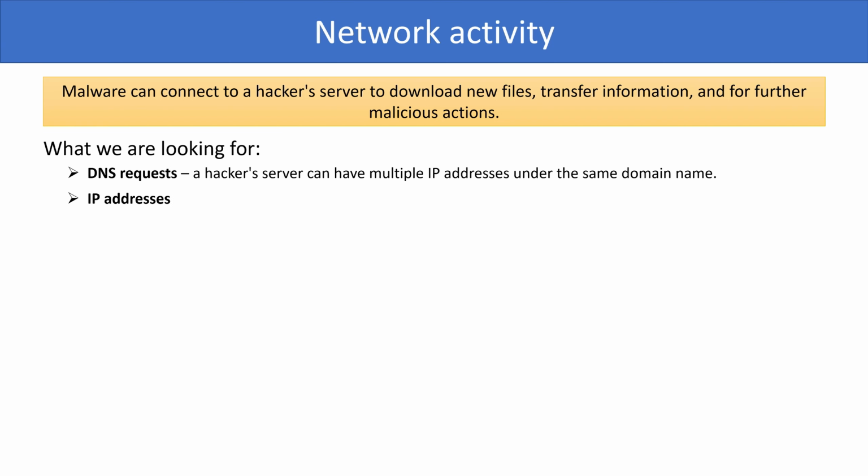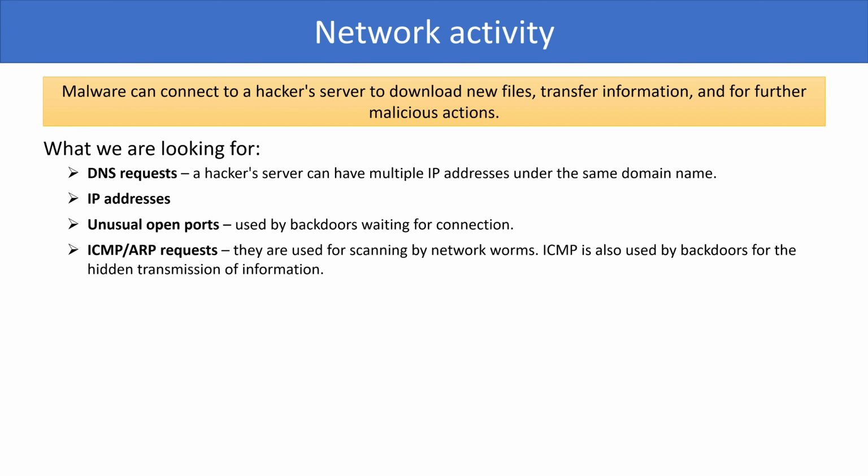We are also interested in the IP addresses themselves. Some Trojans and backdoors are hard-coded to only use specific IP addresses. It wouldn't hurt to check open ports and the associated processes on the analyzed machine. If a backdoor is installed on the computer, it might be waiting for incoming connections from the hacker on a specific port.